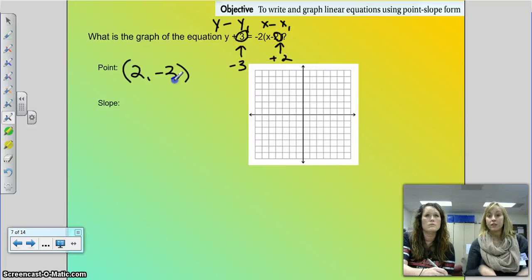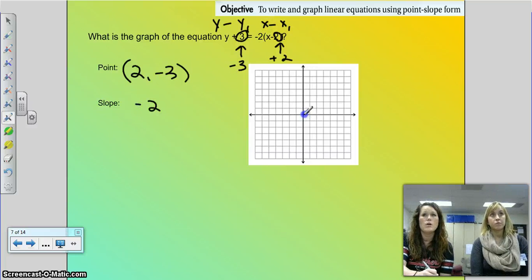And it's not a point unless you put the parentheses around that. It's just random numbers separated by a comma. My slope is given to me right here as -2. Now pop it on this bad boy. So let's go. 2 and then down 3. 1, 2, 3. And then I'm going to use my slope of -2.